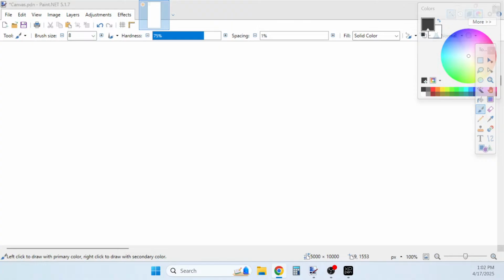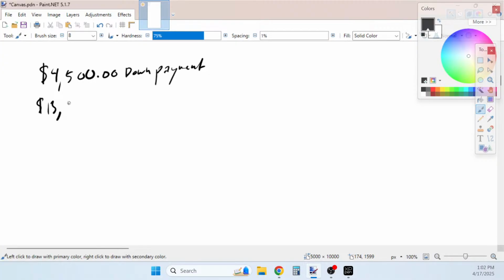So it has to do with compound interest, and we have a person buying a car. They're going to make a down payment of $4,500, and they're going to buy a car for $13,900. I suppose that's the price.